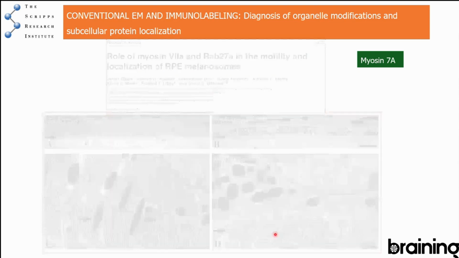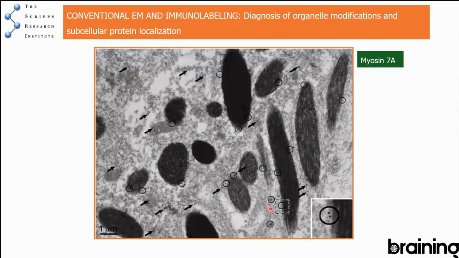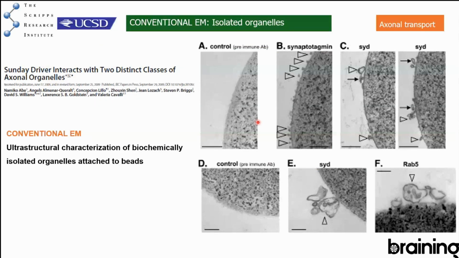So at the immuno-EM level, as you see here, we labeled where the myosin 7A is in the melanosomes, and we found that it was only in the membrane of certain melanosomes. We can do immuno-EM also in this type of cells. You can do immuno-EM or conventional EM in isolated organelles. Here in this case, for example, we labeled these beads with antibodies and saw which kind of organelles were attaching to these beads depending on the different mutations and so on.